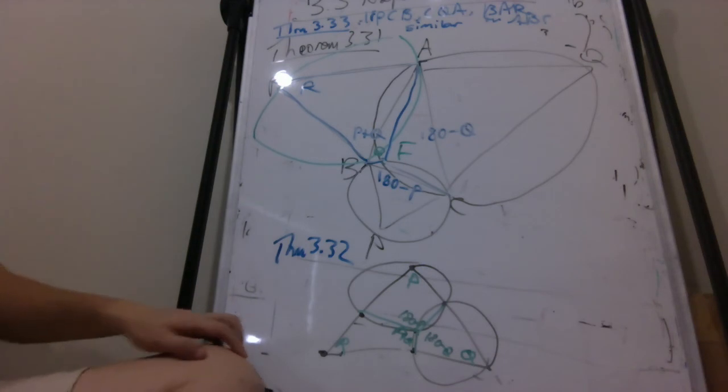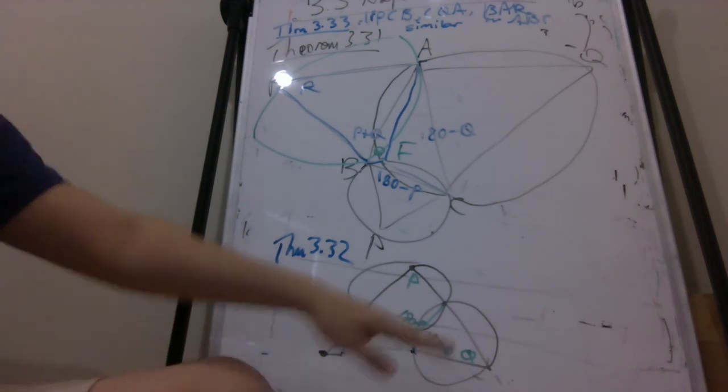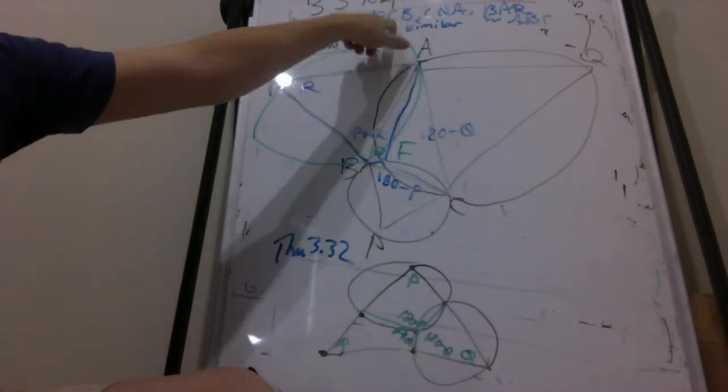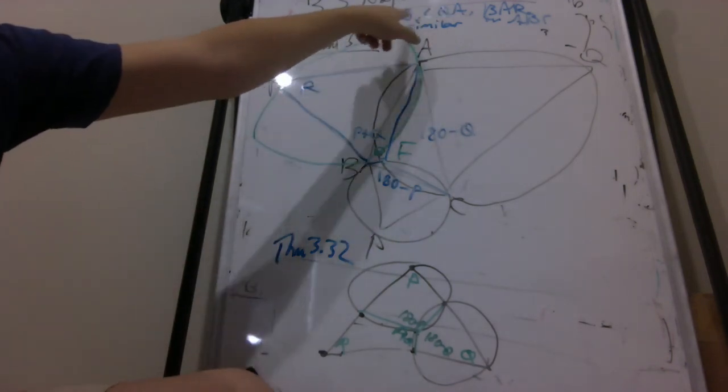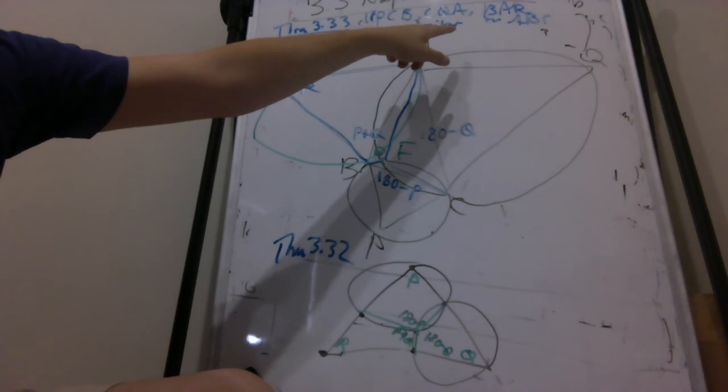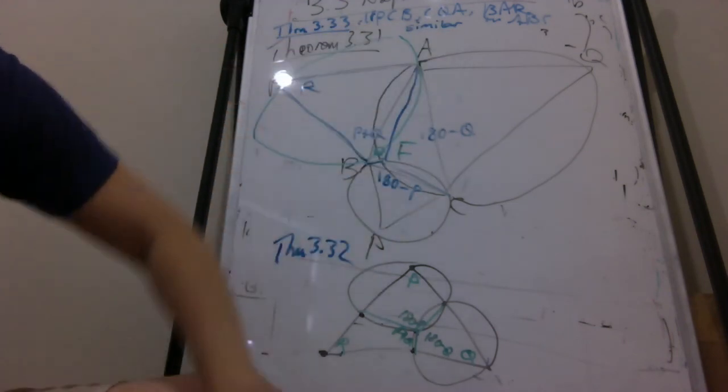You can have some full text. Yeah, like you could find R to be... Anyway, so let's go back to this. PCB, CQA, BAR are similar, externally on ABC like that, right? Yeah.